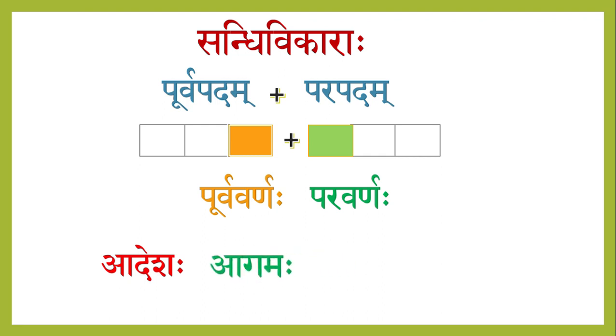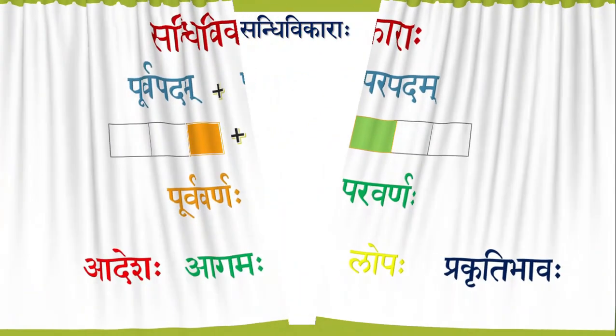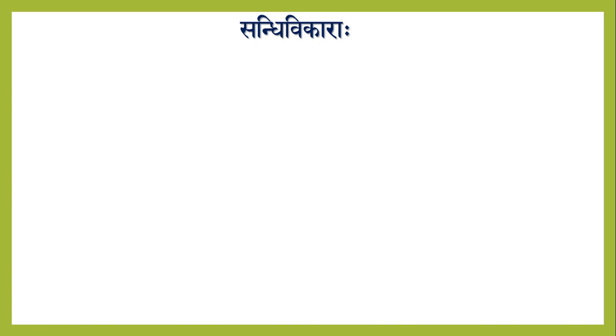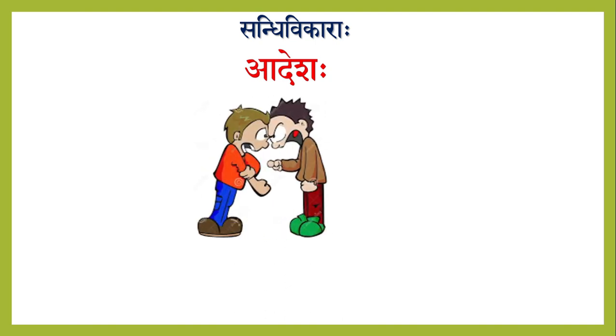Primarily, we have 4 types of Sandhi Vikaraha: Adeshaha, Agamaha, Lopaha, Prakriti Bhavaha. One by one, we shall look into each of them. We shall take some of the simplest, very common examples to understand all of them in a very simple manner. We have the first type, that is Adeshaha.